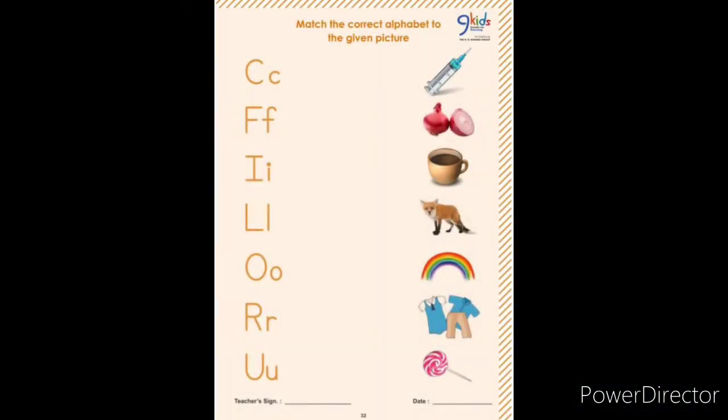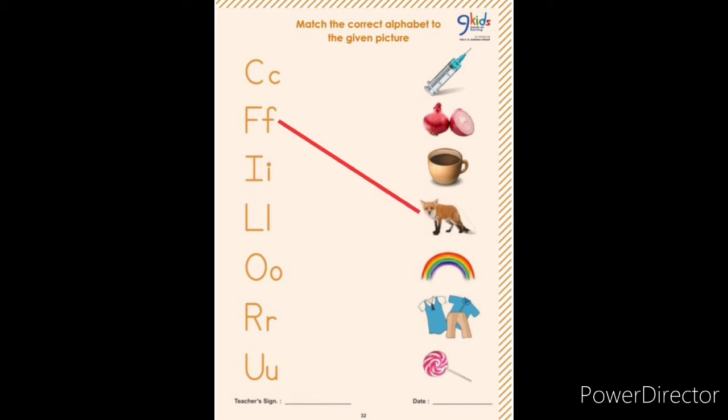Children, I hope you all enjoyed the activity. Now, let's see the solution of the worksheets. In the first worksheet, you had to match the correct alphabet to the given picture. First alphabet is C. C for cup.